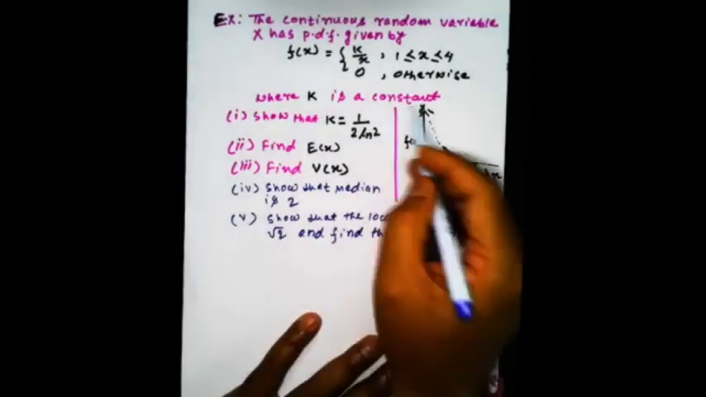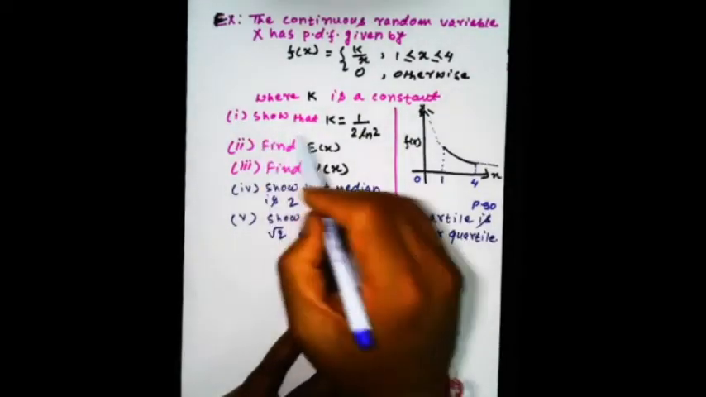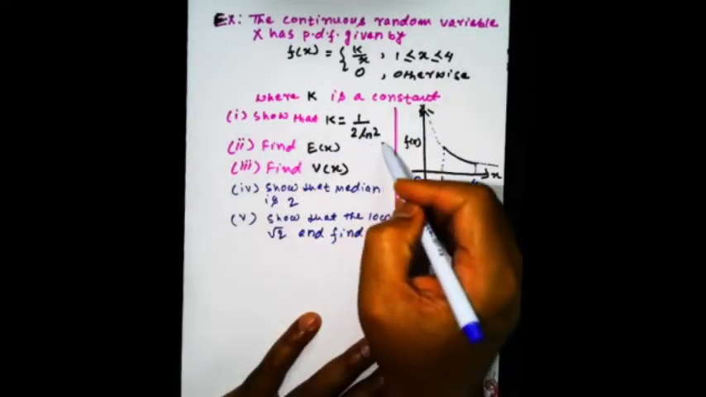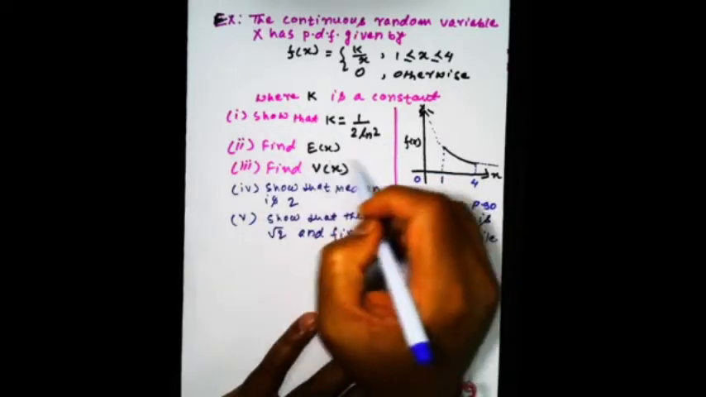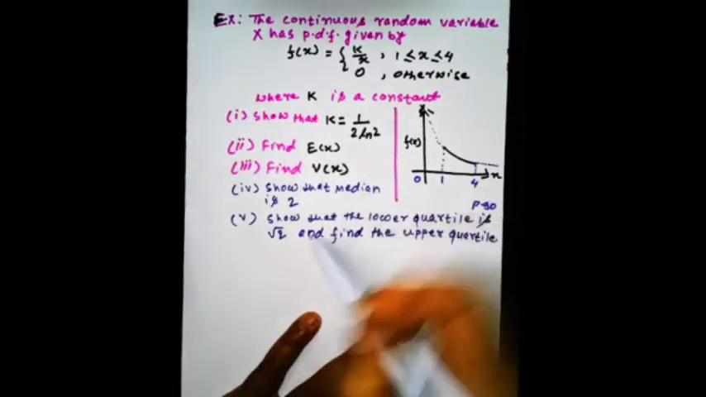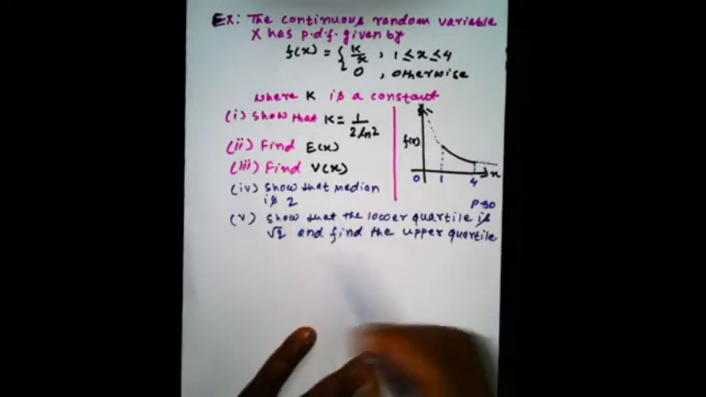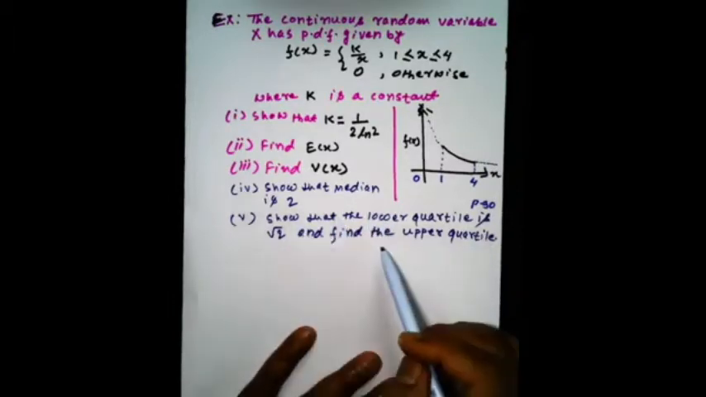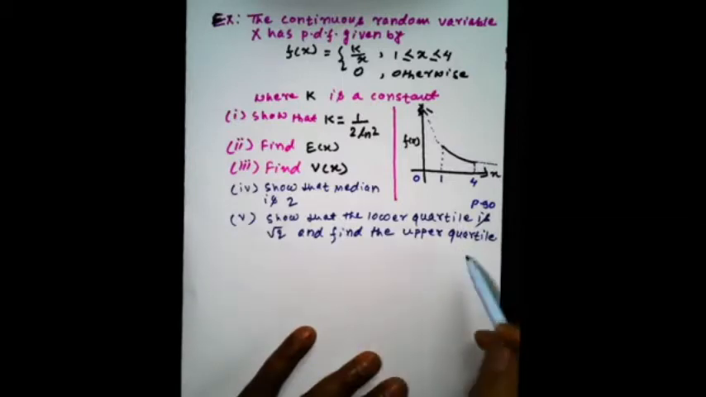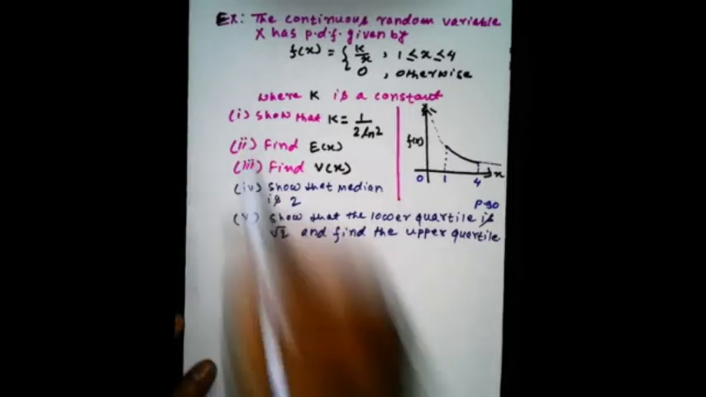And where k is a constant, you have to show that k equals 1 by 2 ln 2, and then you have to find the expectation of x, then the variance. After that we have to show that the median is 2, and also you have to show that the lower quartile is root 2, and you have to also find the upper quartile, that is Q3. So let's start with question number 1.